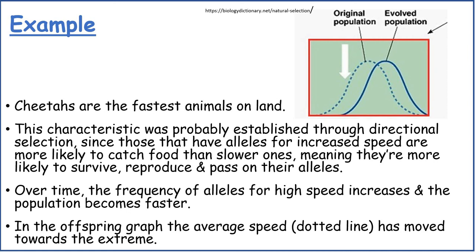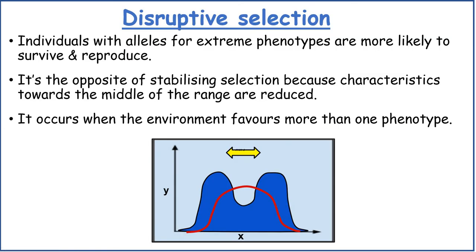In the offspring graph, the average speed has moved towards the extreme. So they've got faster. And then finally, you've got disruptive selection. This is where individuals with alleles for the extreme phenotypes are more likely to survive and reproduce. So it's the opposite to stabilising selection because the characteristics towards the middle of the range are reduced. It occurs when the environment favours more than one phenotype.